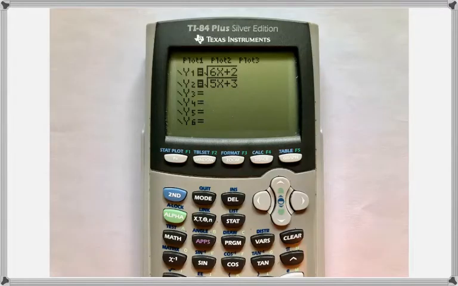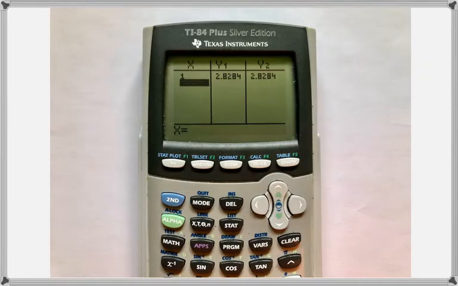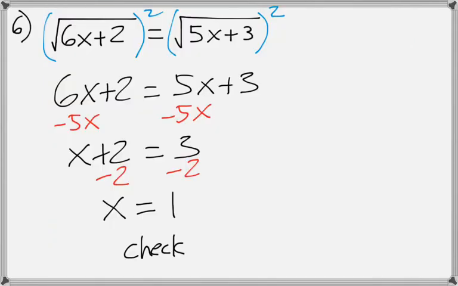Now before I circle this, I want to check it. So on my y1 and y2, I'm typing in the left-hand side and the right-hand side of my equation. And then if I go to the table and type in 1, I get the same thing for y1 and y2. So I don't really care what these numbers are, as long as they're the same. So yes, 1 is my solution.